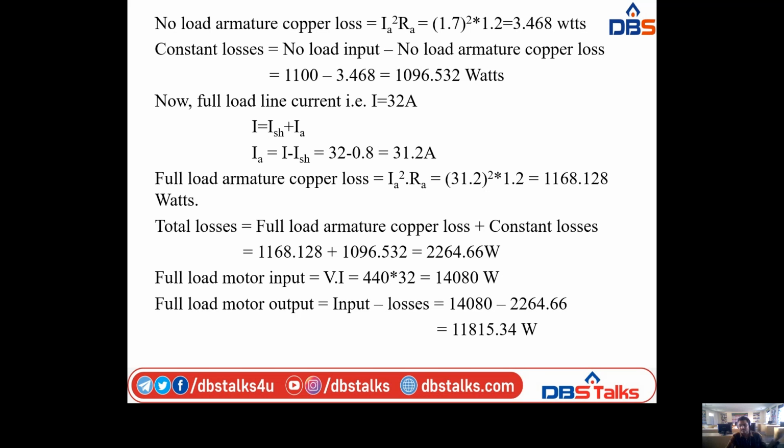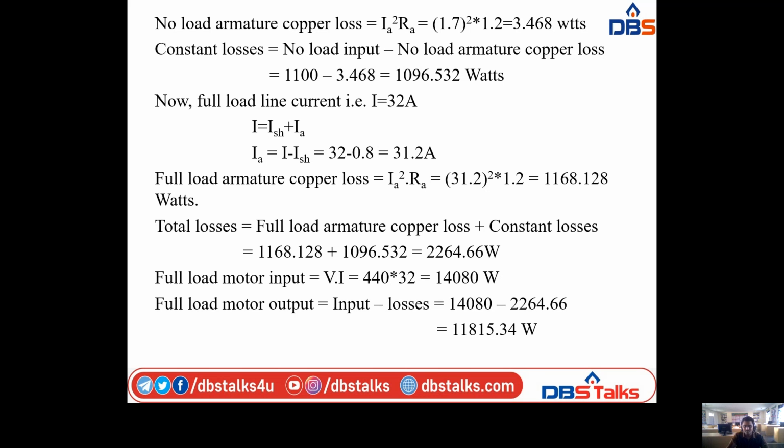And next, the full load motor input. We already calculated the no load input power of the DC motor, but here we have to calculate the full load motor input, that is V into I. They already gave that the supply voltage in the problem is 440, so substitute here, into the I value, which is 32 amperes. That is for full load, not no load. Substitute here, we have the full load motor input as 14,080 watts.